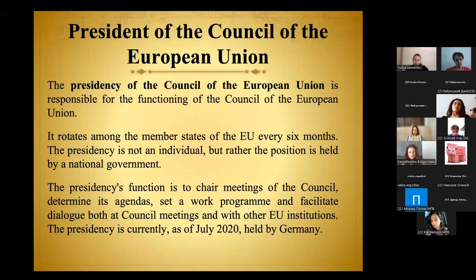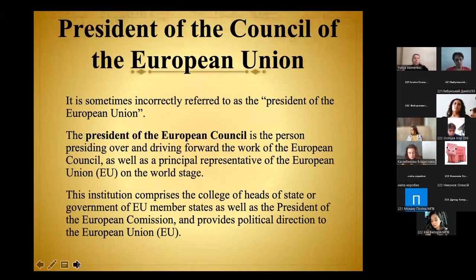What about the President of the Council of the European Union? He or she is responsible for the functioning of the Council of the European Union, and for you not to be mistaken, not to be misled, sometimes this person is incorrectly referred to as President of the European Union. The President of the European Council is the person presiding over and driving forward the work of the European Council. The other person is the person who takes the position of the President of the European Union. So there is this terminological hide and seek, just like with Council of Europe, European Council, and Council of the European Union.